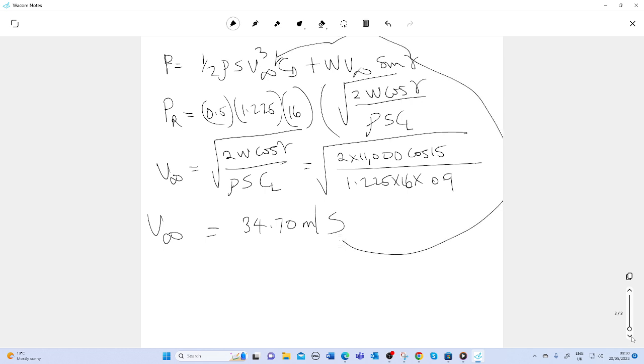Now we can slot in this value into the V. So our equation for the power required becomes half times 1.225 times 16 times 34.7 raised to power 3 times 0.0676 plus 11,000 times 34.71 times sine 15.